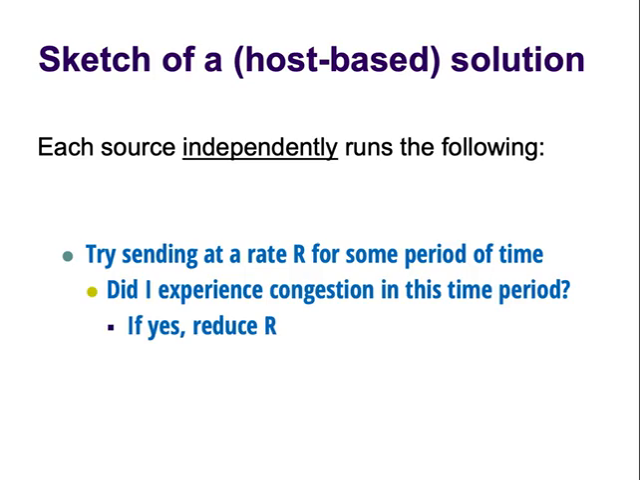If it did, then it's going to reduce its rate in the next iteration. If it didn't, it's going to increase its rate in the next iteration. And it's going to repeat. Right? So this is a very basic dynamic adjustment.